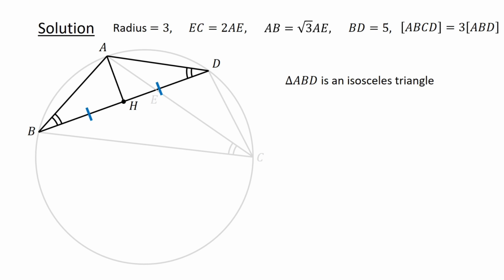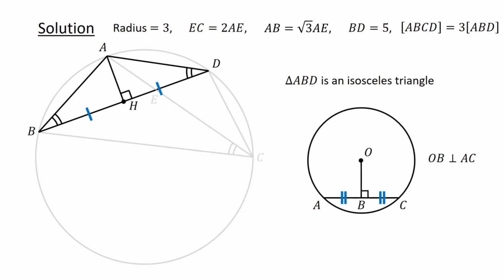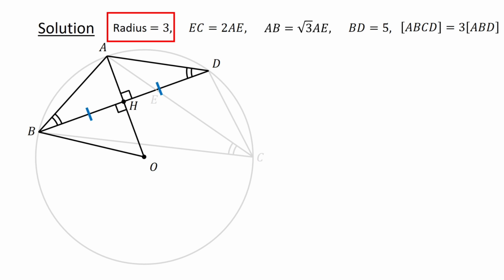To do this, observe that AH is also the perpendicular bisector of the chord BD. Recall that the perpendicular bisector of a chord passes through the center of the circle. Thus, denoting the center of the circle as O, let's extend AH to O. Then connect O to B. Since the radius is 3 units, the length of OB is also 3 units. Since the length of BD is 5 units, the length of BH is 5 over 2 units.